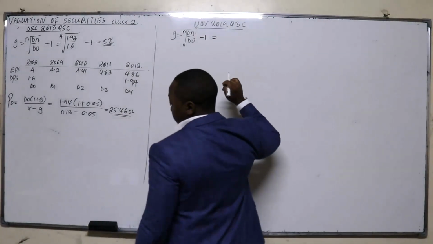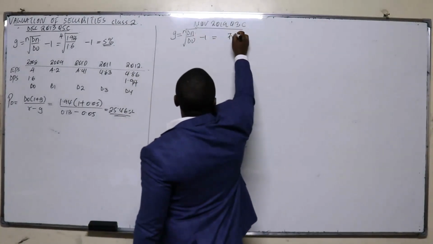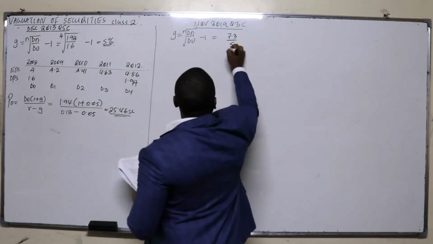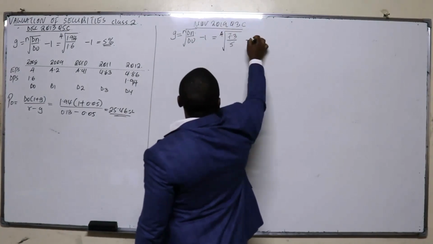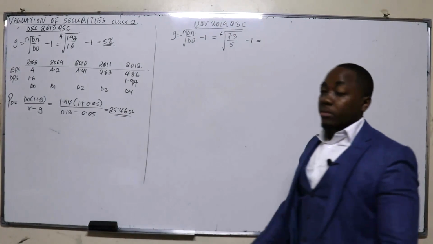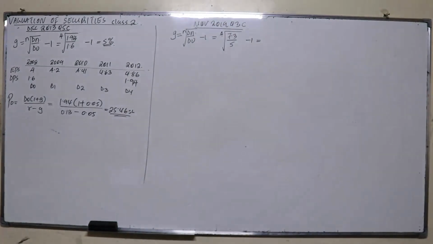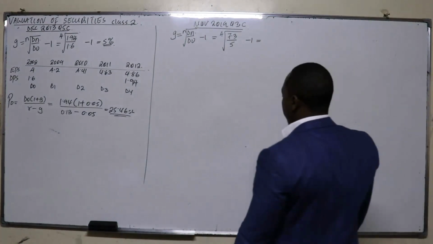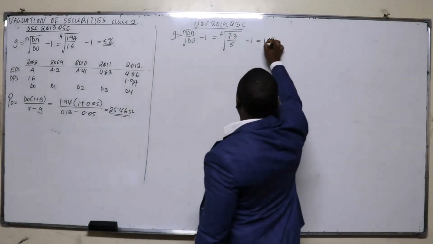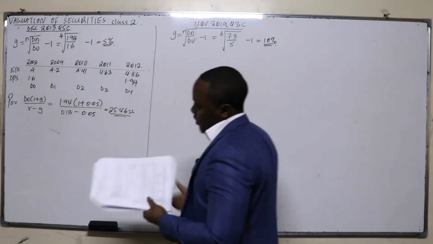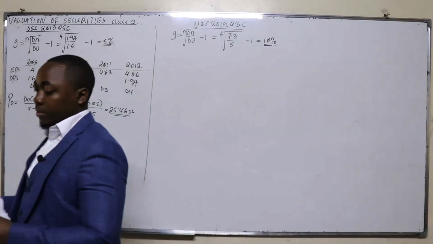How much was DN? We have 7.3. And D0 was 5. What about N? N is 4, correct, minus 1. Now give me the growth rate. 9.92, eh? So let's work with 10%, because it's 9.9.